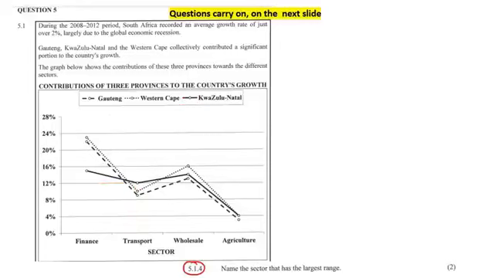Next one, name the sector that has the largest range. Okay, remember, range is always your highest minus your lowest. So let me show you an example. If we look, for example, at finance, your lowest percentage is this one over here, which is about, what would we say that is? About 15%, eh? Yeah, that would be 15%.